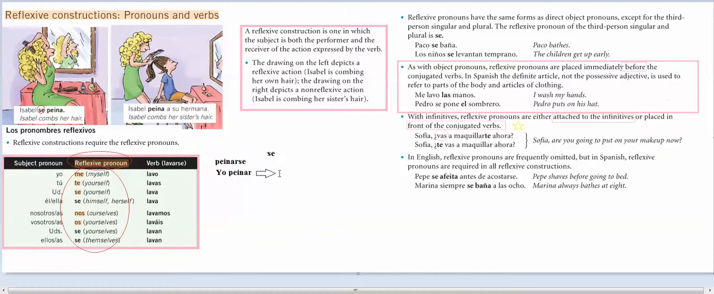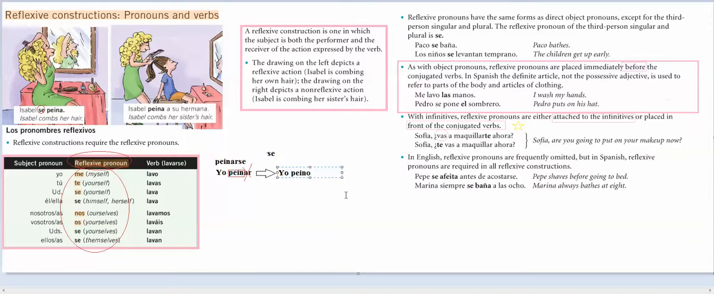when I conjugate verbs, I'm supposed to take off the ending, either AR, ER, or IR. So I'm going to take off the AR ending here, and I'm just dealing now with my root, which is "pein." If it's yo as the subject, I'm supposed to just add an O to "pein," and that says that I'm doing that to myself. So I'd have "yo peino," which would work if I am combing, like I have small children, so if I'm combing my son's hair, it would be "yo peino a mi hijo."